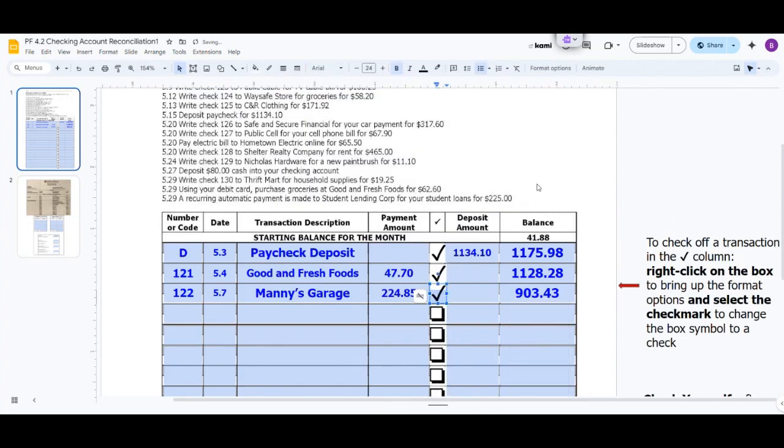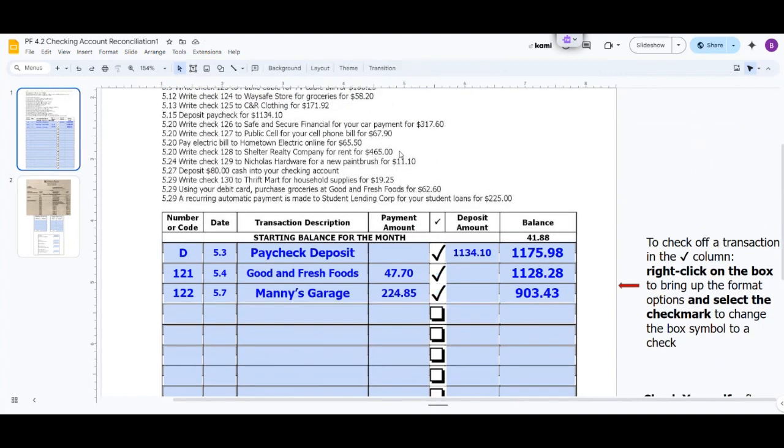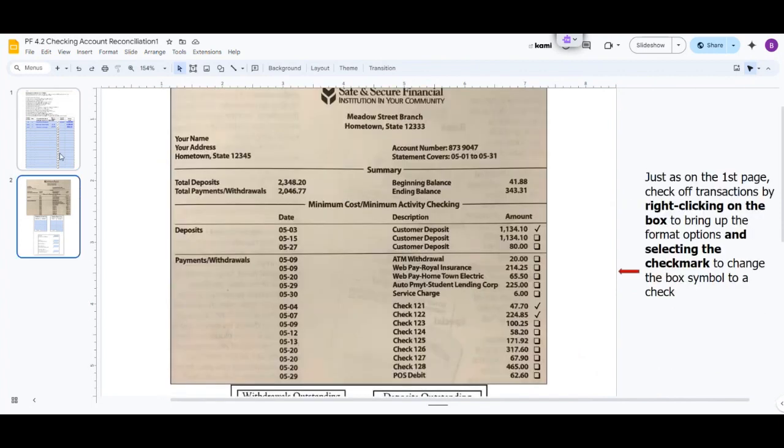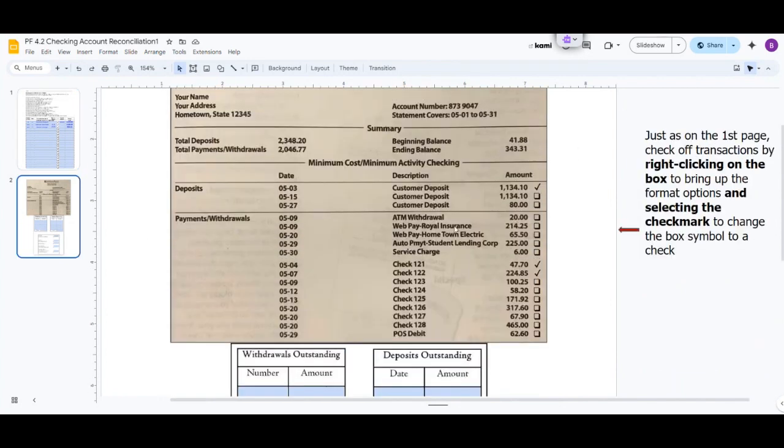All right, so I'm going to go down. Obviously, I would have a list of however many transactions there are, and I'm going to compare each transaction that I have recorded to the bank's records. That way I can identify the transactions that don't have a check mark, that don't show up on here. I then know those are my outstanding transactions.